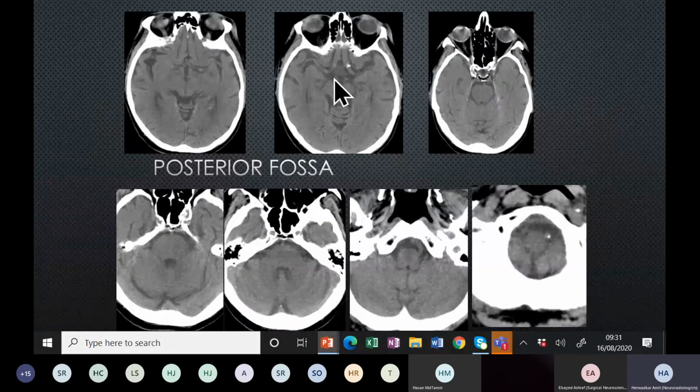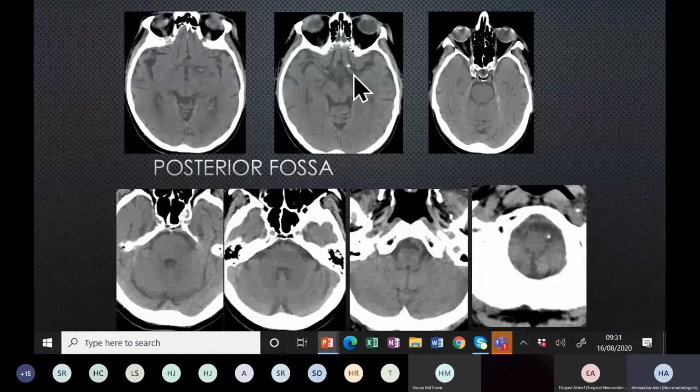So from the suprasellar cistern, we now move back. Let's go into the posterior fossa and see the cisterns at the back end of the posterior fossa. So we'll again start with the suprasellar cistern over here, which was that sort of pentagonal shaped cistern, which was in front of the pons.